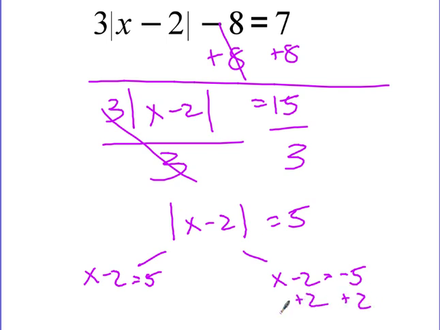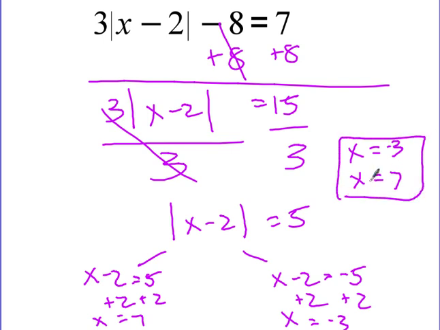If I add 2 to both sides, x equals negative 3. Add 2 to both sides, and I get x equals 7. So my solutions are x equals negative 3 and x equals 7. I am done. Those are both possible solutions for this equation. And again, if you wanted to make sure, you could take both of these and plug them into your original expression. So I could do 3 times |7 minus 2| minus 8 equals 7.